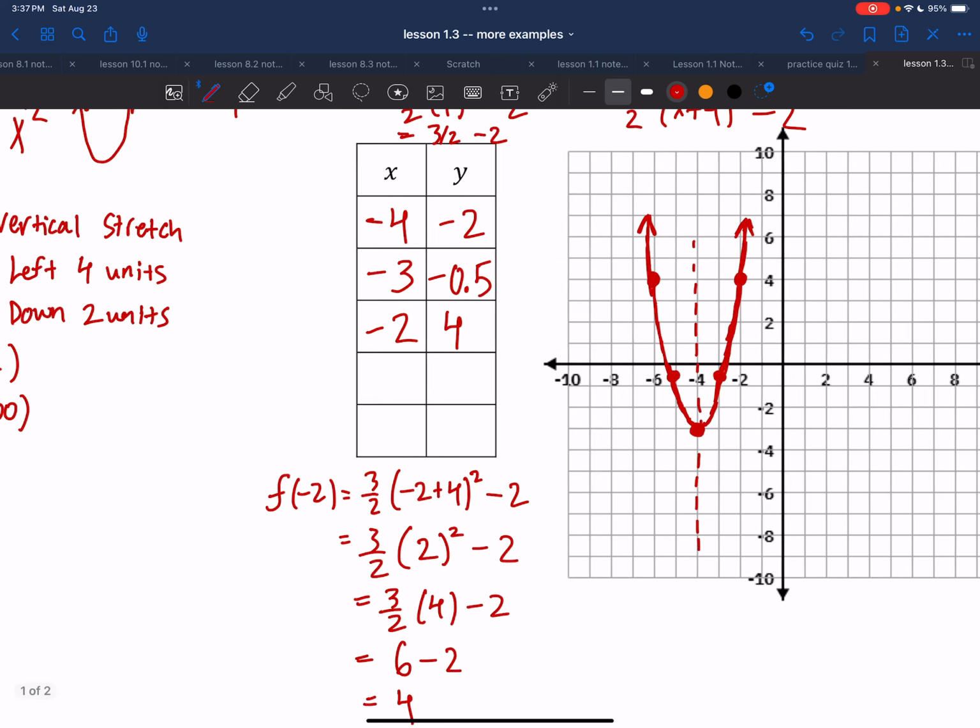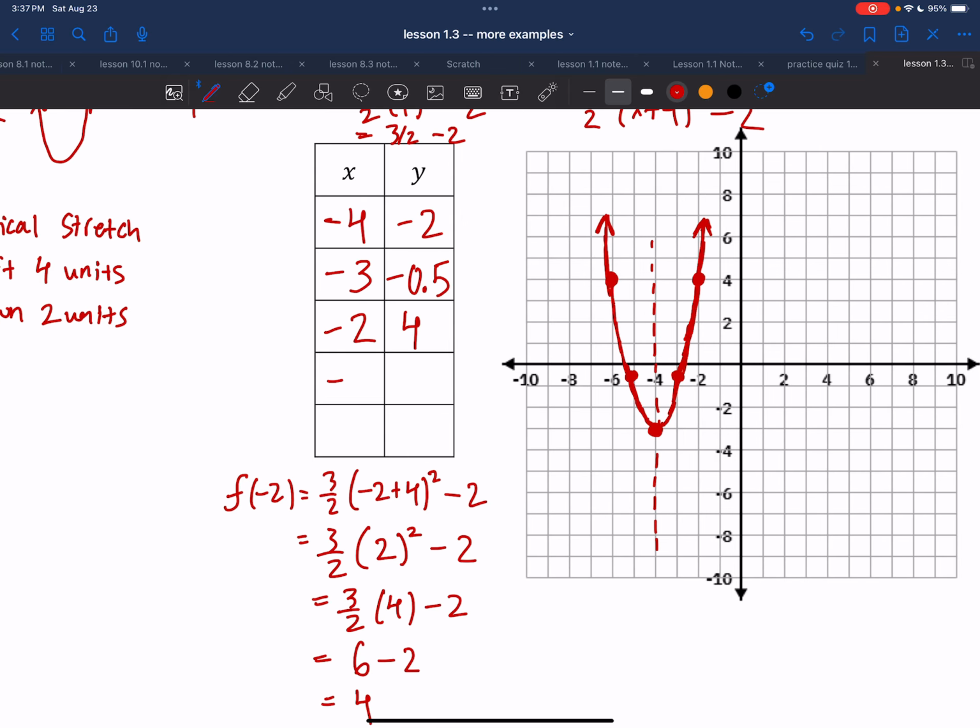Oh, by the way, I guess I didn't fill out that table, huh? -5 looks like that would be the -0.5, and -6 would be the 4. Anyway, so that is handled there.